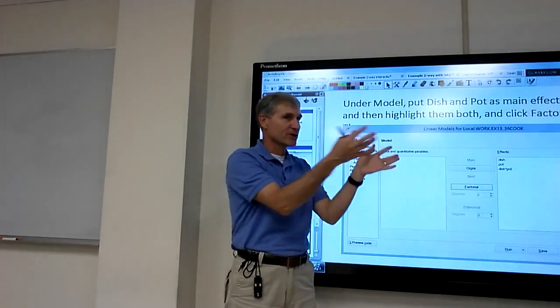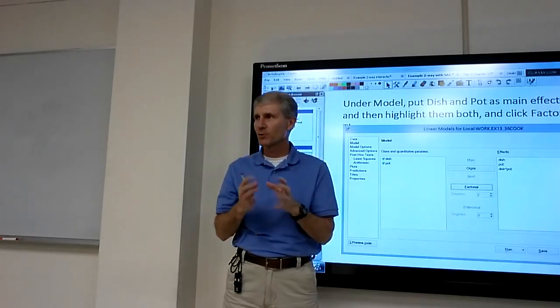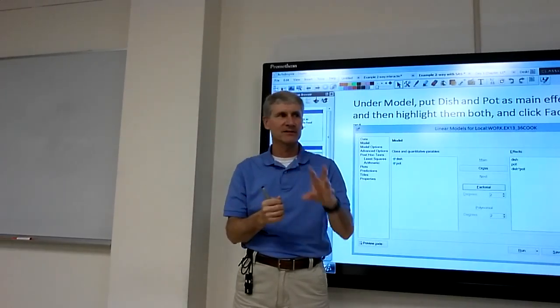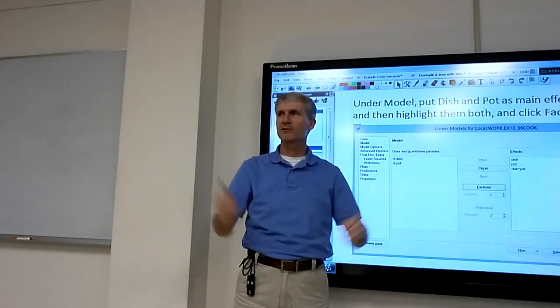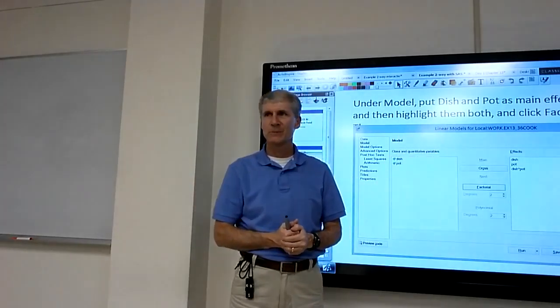That works. Or if you just click factorial, then it would default and do, if you have like 5 of these variables, all the two-way interactions with one click instead of having to highlight them and say cross. Then highlight 2 more, say cross. You can just highlight all 5 and say factorial, do them all. So you can just always select factorial then? Yeah.